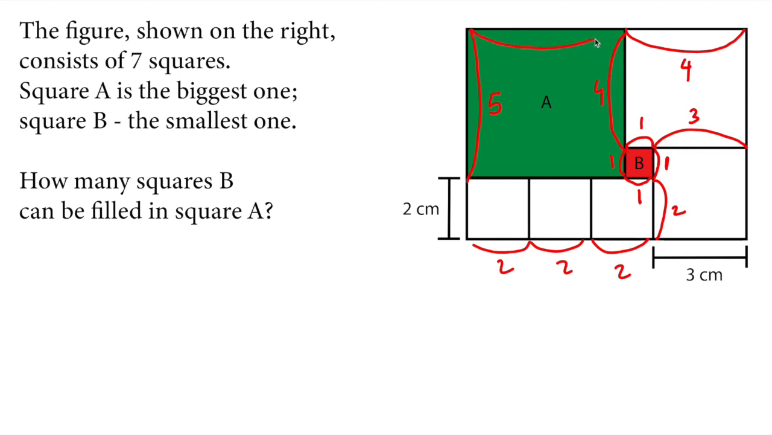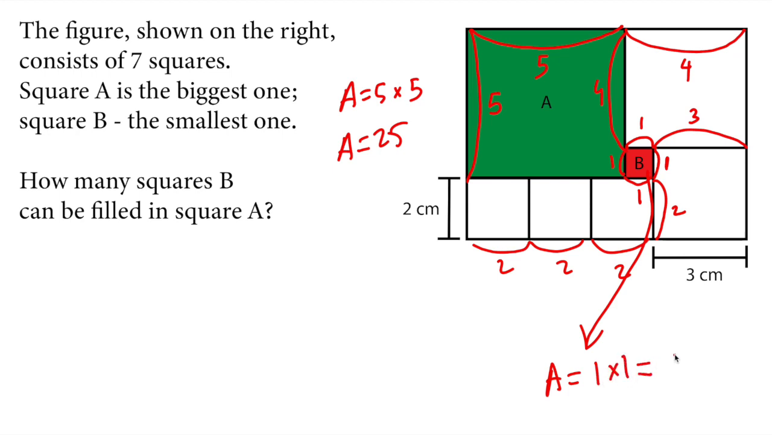So what is the area of this square here? That is 5 times 5 equals 25. And what is the area of B, the square B area? It is obviously 1 times 1 equals 1. So we have 25 square B's that fit into square A.